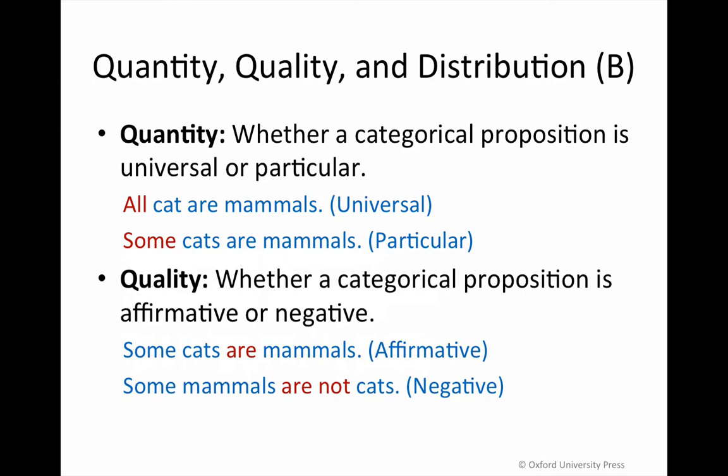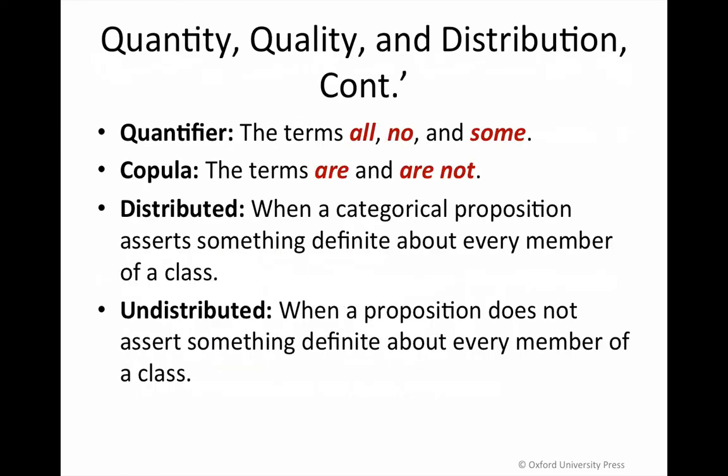So we have all cats are mammals, some cats are mammals, universal and particular. Some cats are mammals is also affirmative. So some cats are mammals is a particular affirmative claim. And then some mammals are not cats is a particular negative claim. So we're going to use quantifiers, and we'll use the quality in terms of how those quantifiers are articulated and whether or not we've got a negation.